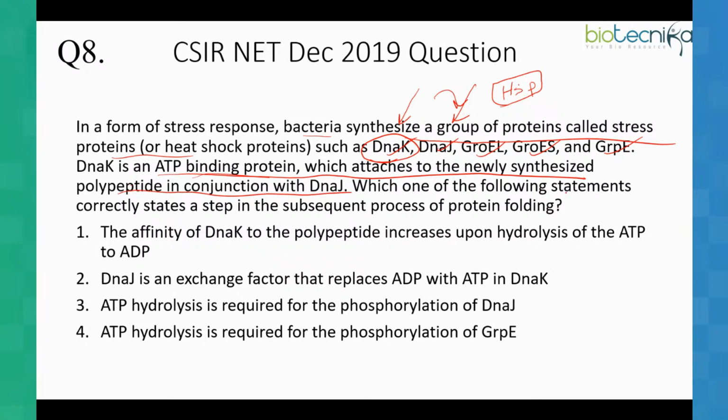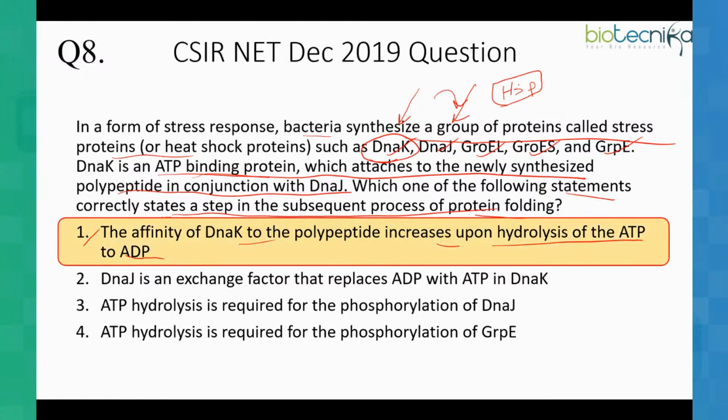Which one of the following statements correctly states a step in the subsequent process of protein folding? One is that the affinity of DNA-K to the polypeptide increases upon hydrolysis of the ATP to ADP. First, you have to see the diagram for this one. In fact, this is the only correct answer.